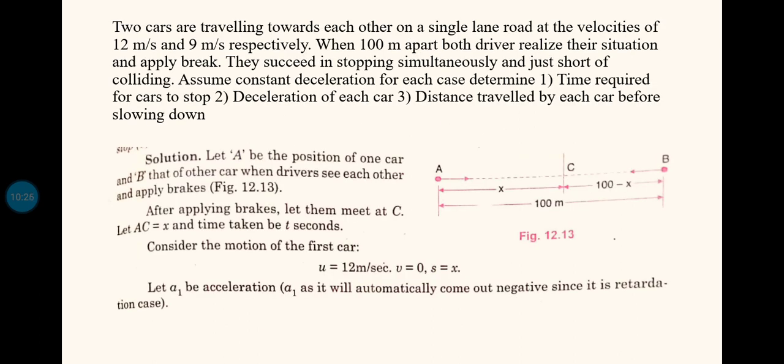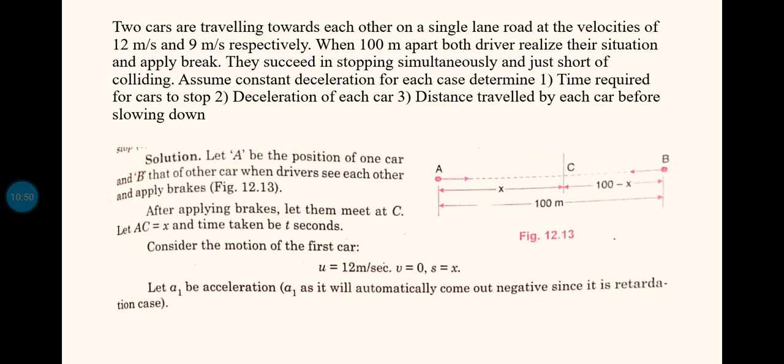Now moving to the second problem, a sample problem, direct application of this fundamental equation. The problem is: two cars are traveling towards each other on a straight level road at velocities of 12 meter per second and 9 meter per second respectively. So two cars are traveling on the same road, but opposite in direction. One has a velocity of 12 meter per second and the other has a velocity of 9 meter per second.